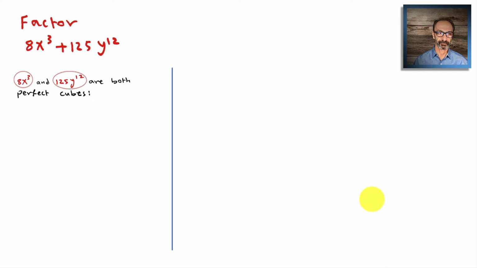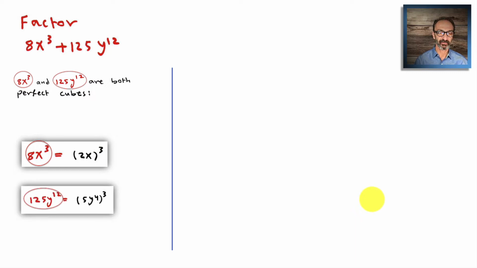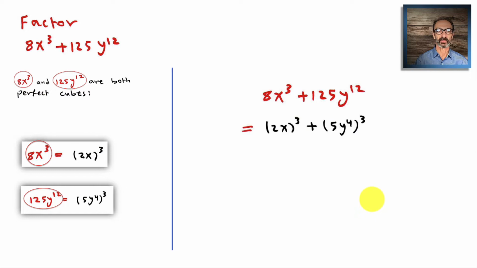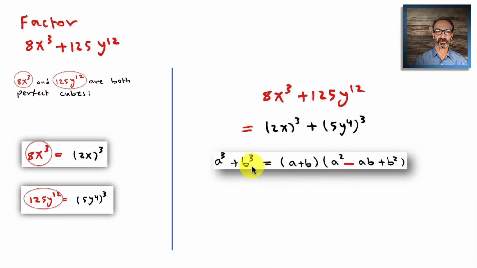How is that? 8x cubed is 2x times 2x times 2x. So it is a perfect cube. 125y to the 12 is 5y to the 4 times 5y to the 4 times 5y to the 4. So we could look at both as perfect cubes, and we're looking at a sum of two cubes. So the way we are looking at it, this is like my a to the third plus b to the third. That's called sum of two cubes.